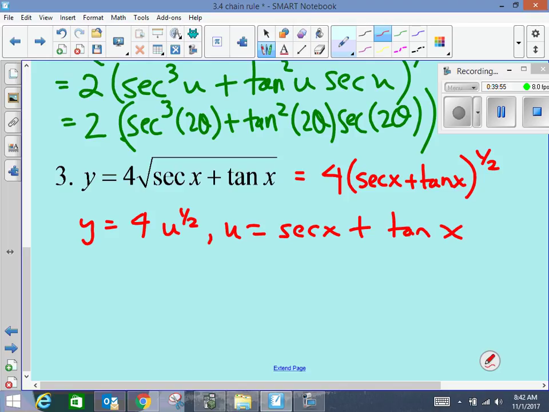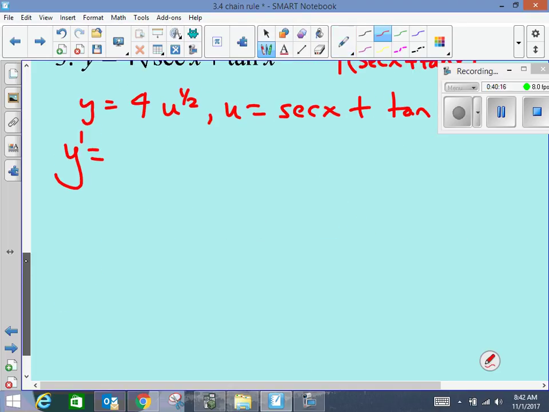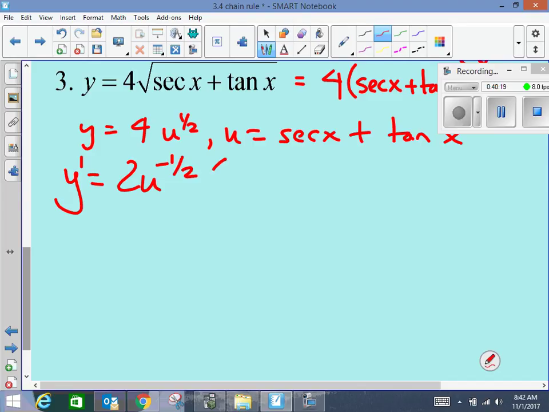Now that 4u to the 1/2, if you put u in here, you will get this, which is the same as that. I'm kind of rushing because we're running out of time, but it should be good. So what's the derivative of 4u to the 1/2 there, Stuart? 2u to the negative 1/2. Very good. Again, that gets multiplied by secant x plus tangent x prime, which I'm not writing anymore, if you noticed. But if you need to write it, write it.